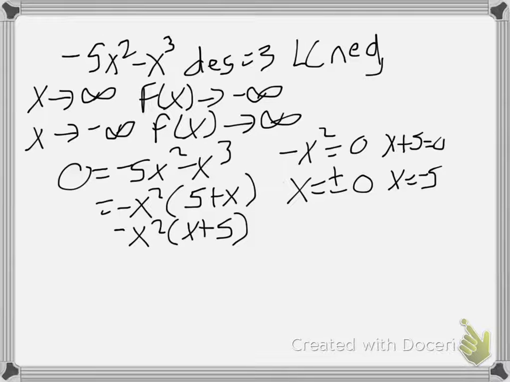So there's my two zeros. x equals 0 has a multiplicity of 2, and x equals -5 has a multiplicity of 1. Okay.